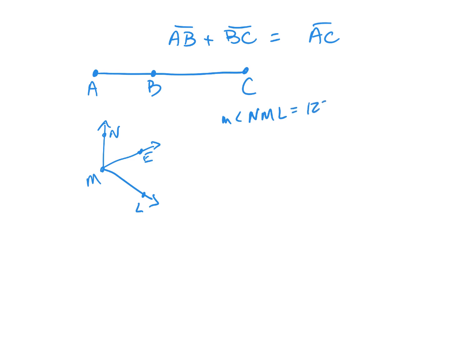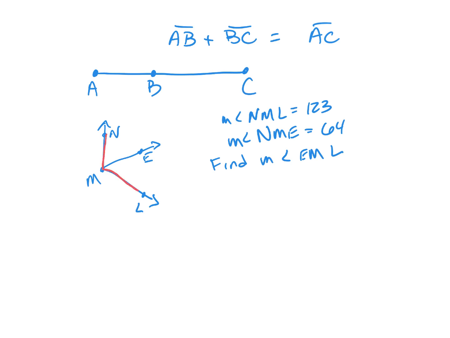The problem on number 1 says the measurement of NML is 123, and the measurement of NME is 64. And in each problem, they're going to tell you what they want you to find. They want you to find the measurement of angle EML. So you've got to see how to set up the equation.